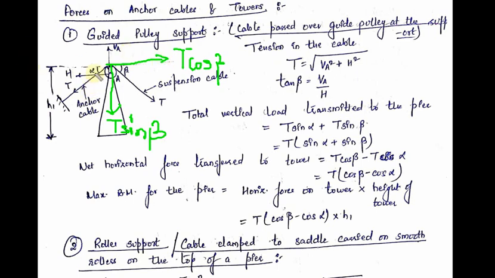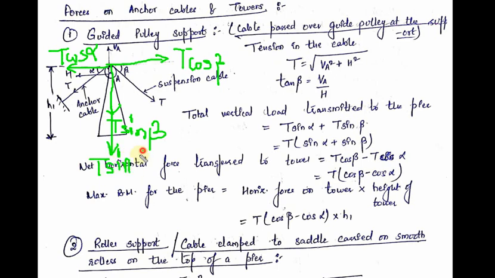If you see this tension, this tension is making an angle of alpha with the horizontal. So this tension will also have two components, one in the horizontal direction and one in the vertical direction. The horizontal component, that is the component along with alpha, will be T cos alpha, and the vertical component will be T sin alpha.